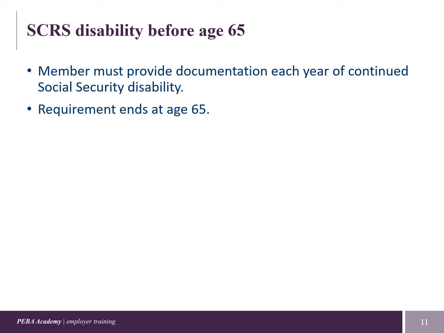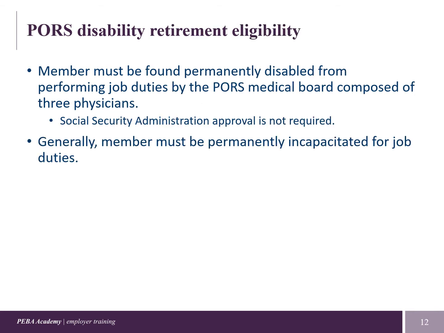Once retired, the member must provide PEBA with documentation of continued Social Security disability each year to continue receiving SCRS disability benefits. This is no longer required when the member reaches age 65. PORS members must be found permanently disabled from performing their job duties. The determination to approve or deny a disability retirement claim is made after a review by a medical board of 3 physicians. Social Security Administration approval is not required for PORS disability retirement approval.